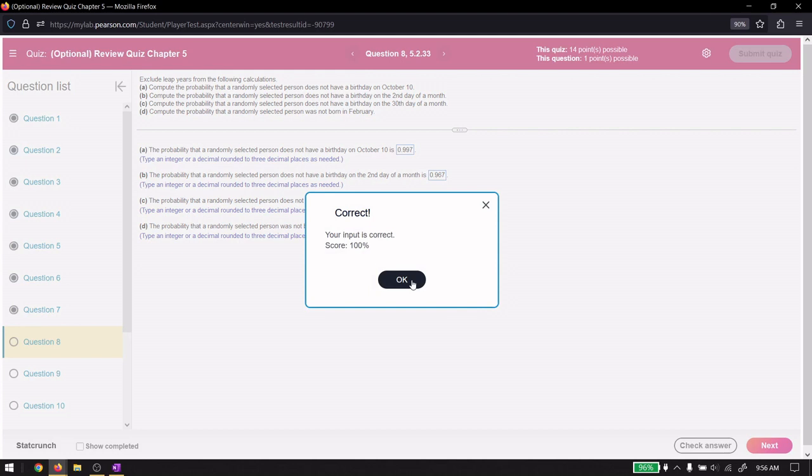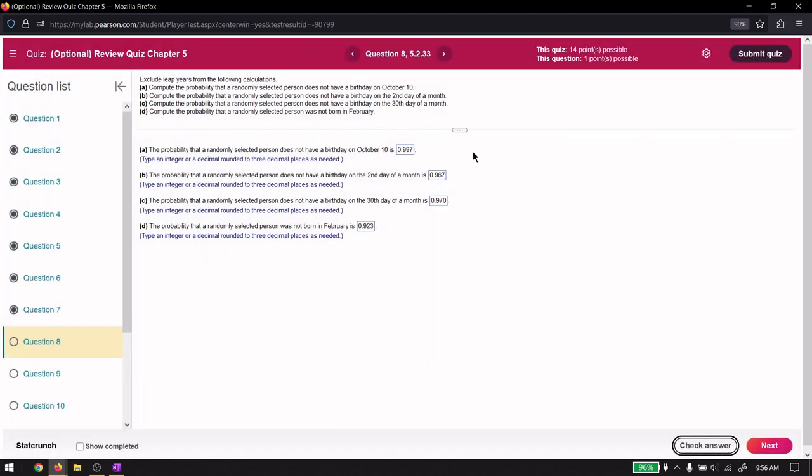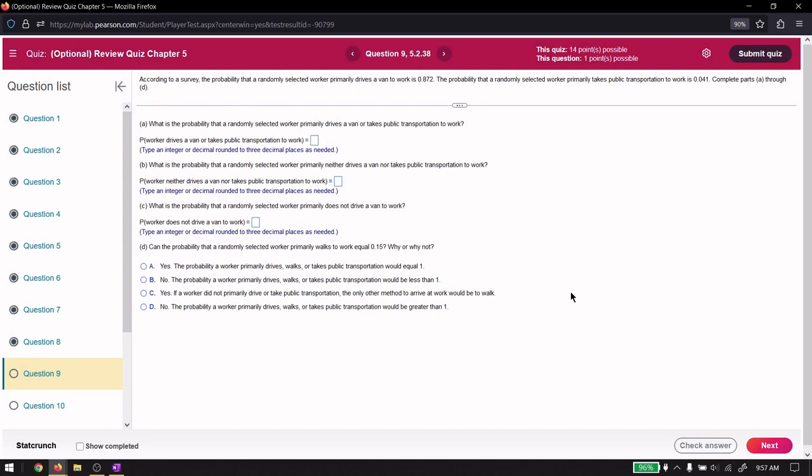Check that. And that's correct. So yeah, once again, we're talking about the probability that somebody does have a birthday on October 10th is 1 out of 365, or 0.003. And we don't want that. So we do 1 minus that. Okay, let's move on. According to a survey, the probability that a randomly selected worker primarily drives a van is 0.872.